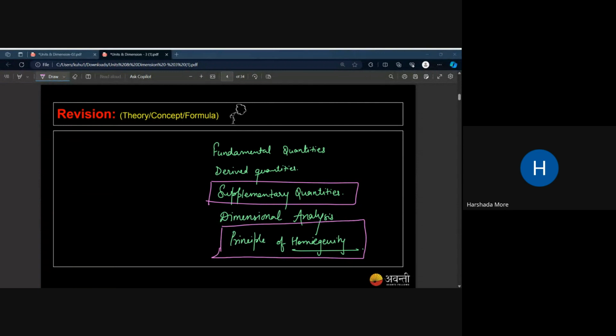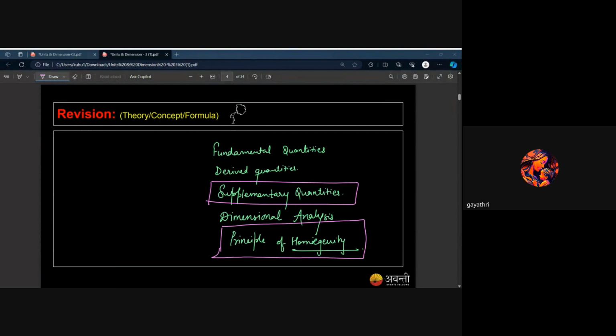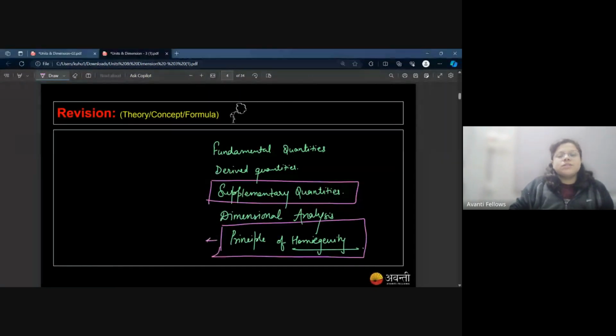The dimensions of any physical quantity should be the same in addition or subtraction. Very nice. Anybody want to add anything to these two explanations? Gayatri, do you want to contribute? Ma'am, the dimension of all the physical expressions should be the same. Okay, that's cool. The basic thing is the principle of homogeneity, which just explains a very basic rule we already know.